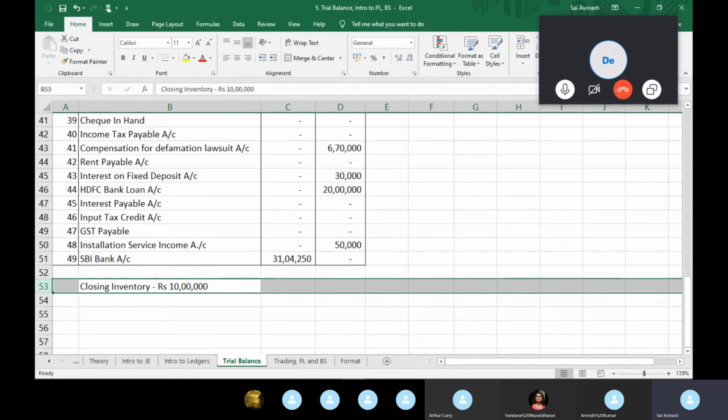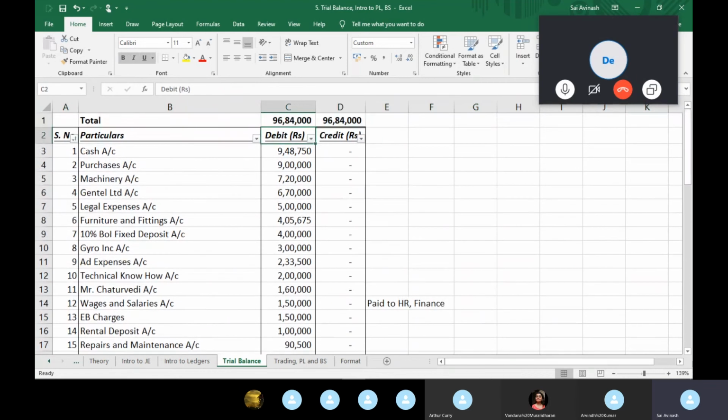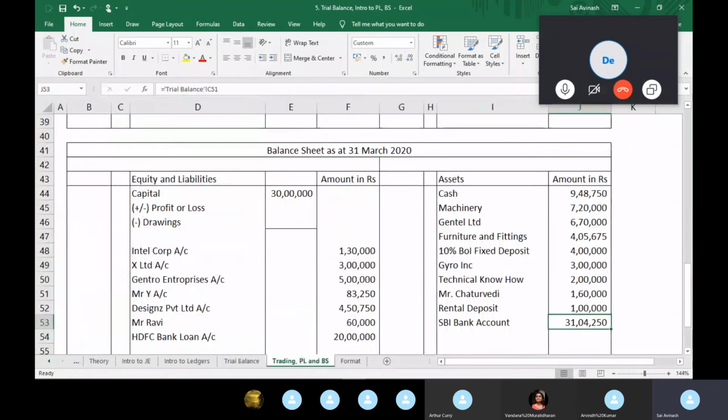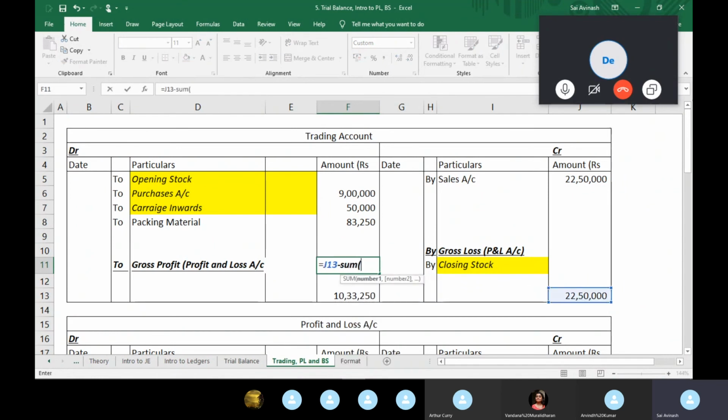If I were to prepare my accounts right now, the answer will tally, because I've posted debits and credits from the trial balance, which is tallying, right? I can actually show it to you guys. So we start with the trading account. Total credits is 22 lakh 50,000. Total debits is 10 lakh 33,000. So I have credits over debits, which means I have a gross profit, right? So the gross profit that I've made is 12 lakh 16,000.